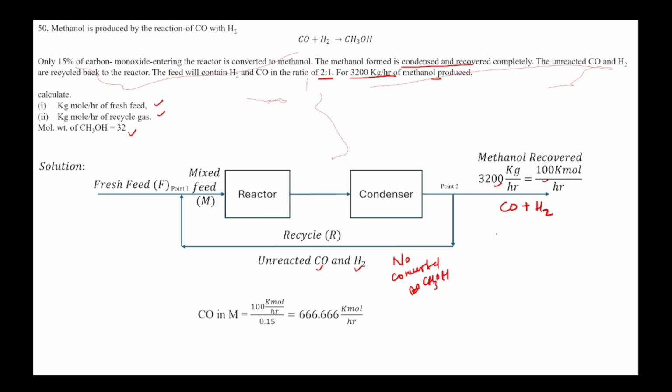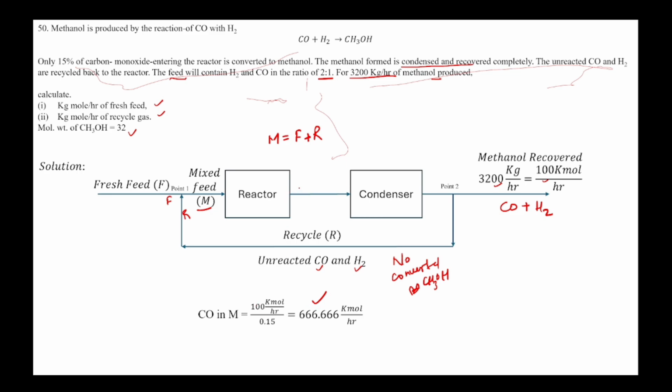See, this is the mixed feed, because F is coming from here and R is coming from here. So F plus R is equal to M. This is the basic equation. When it says the H2 and CO in the feed is 2:1, it is referring to the mixed feed, the M. So CO in the M is 100 divided by 0.5. That means this is the amount we are feeding to the reactor, and only 15% of this amount is converted to methanol, which is 100 kilomole.